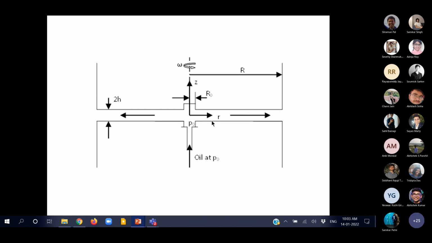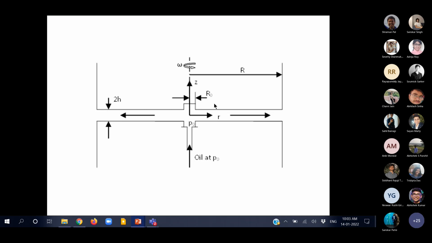This is something which is called thrust bearing. A thrust bearing is where you have a rotating surface and a fixed surface. In order to reduce the friction between the rotating one and the stationary one, a lubricant at a very high pressure is made to flow in the small gap between these two. The gap here, as you can see, is equal to 2h, and you have oil at a high pressure which comes into the space and then starts flowing radially outward.